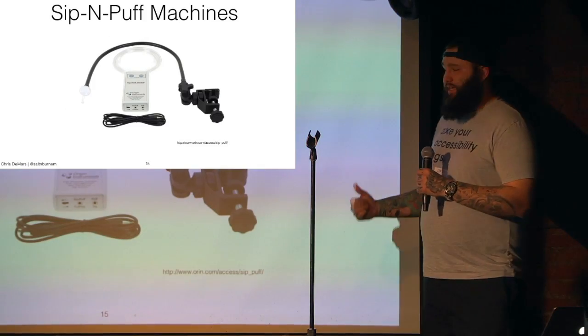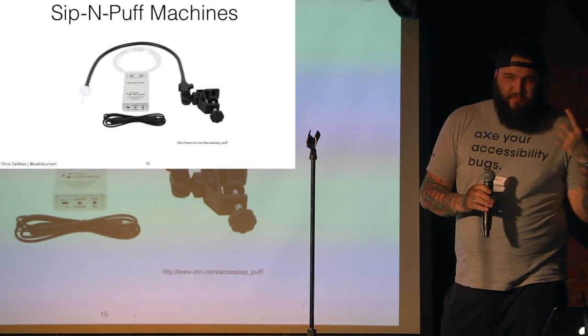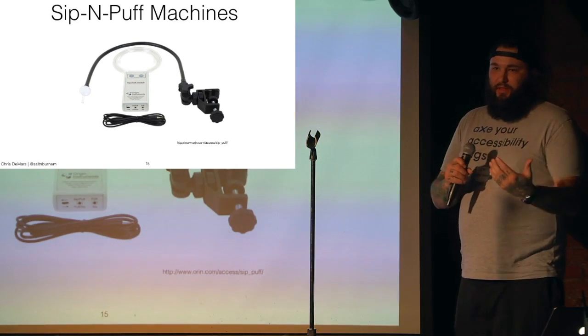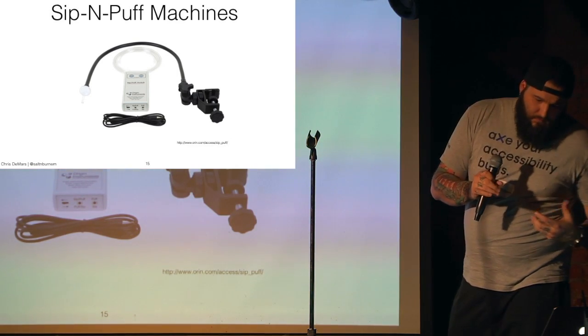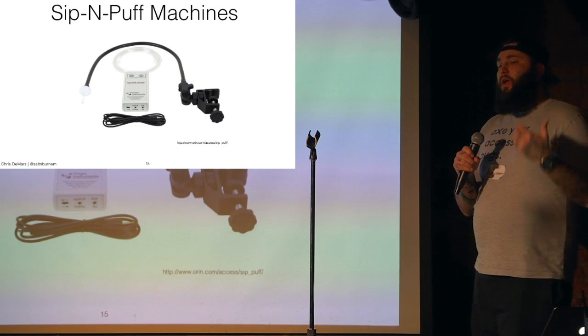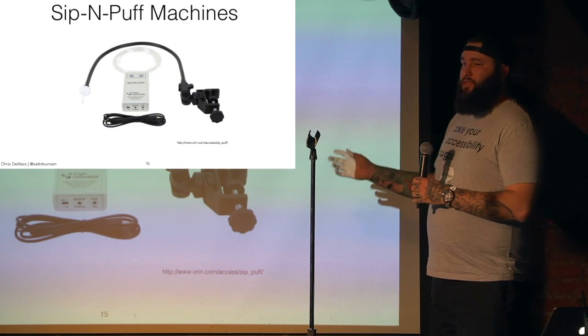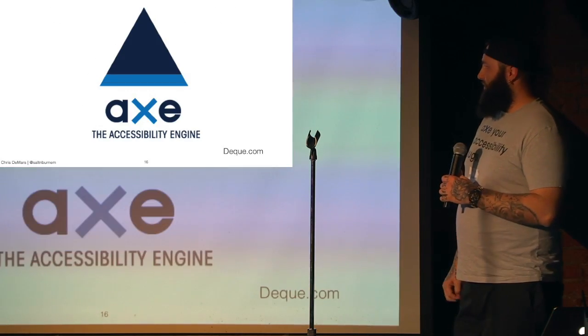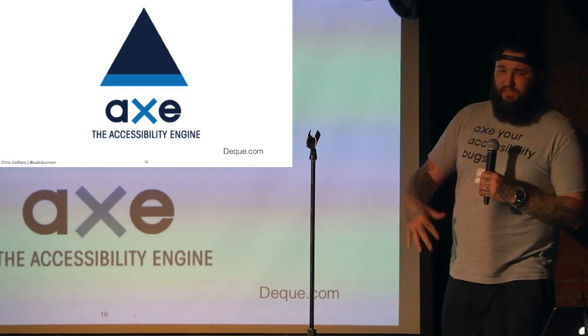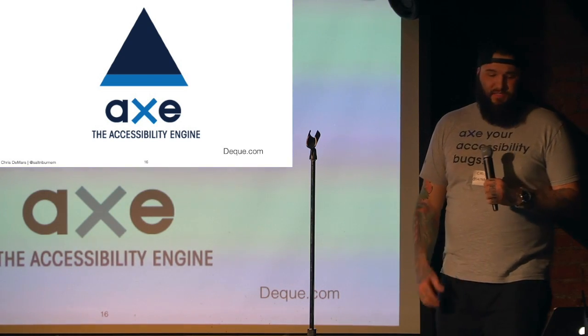We have sip and puff machines. These are pretty cool. It's a device that uses air pressure. So between the combination of sipping and puffing, combined with accessibility software, users can use accessible web applications and software applications. It's pretty sweet. We have testing tools as developers and user experience developers.